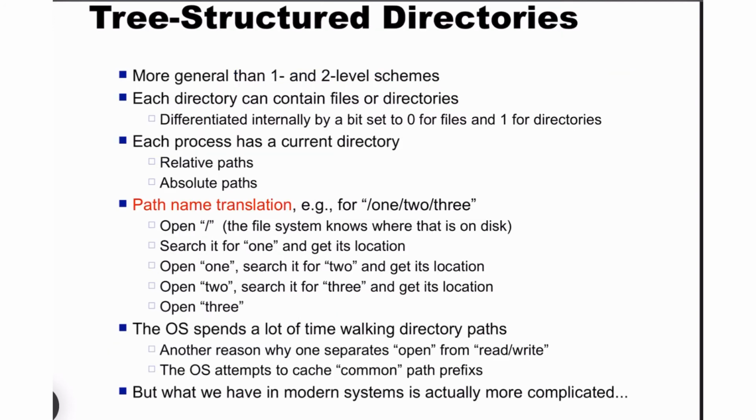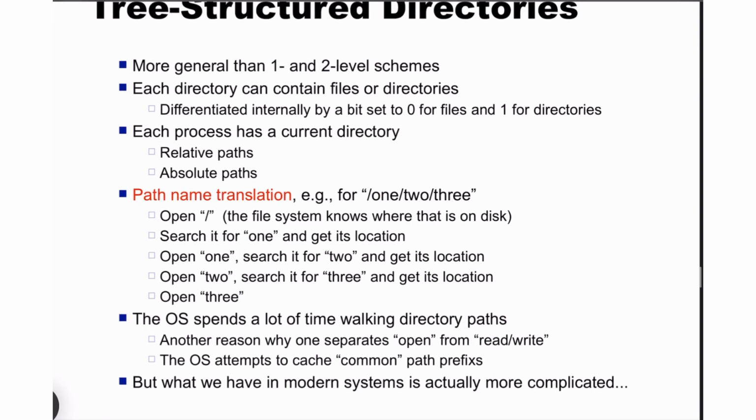Single-level and two-level scheme. Each directory can contain files or directories, differentiated internally by a bit set of 0 for file and 1 for directory. Each process has a current directory. So you have the relative path and the absolute path. So we have the file translation 1, 2, and 3. Open the file, know where that is on the disk, search for 1 and get location, then open 1, search for 2, get location, and open 2, search for 3 and get location 3. So this is how it happens. This is a file path name translation.